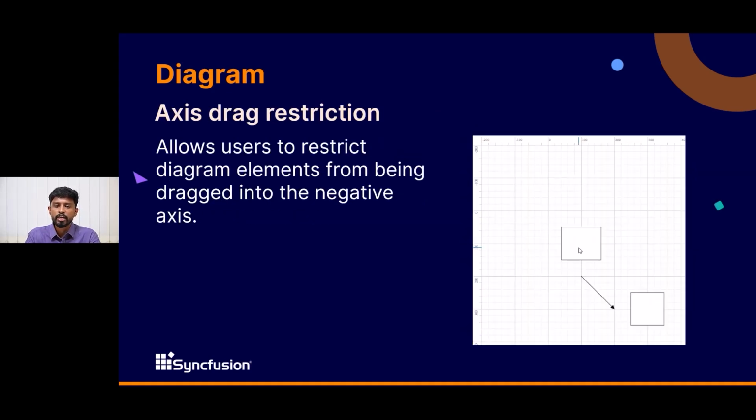Next, we have the axis drag restriction. This feature allows users to restrict diagram elements from being dragged into the negative axis. This behavior is also turned off by default, but can be activated.